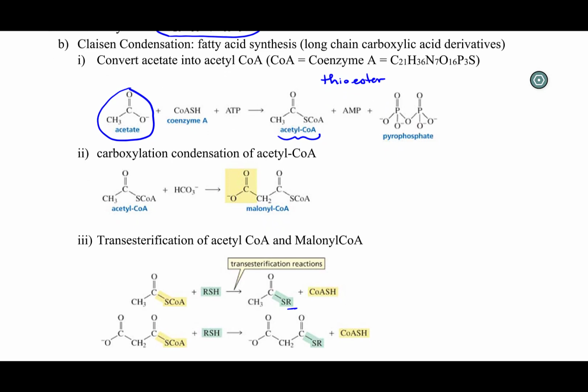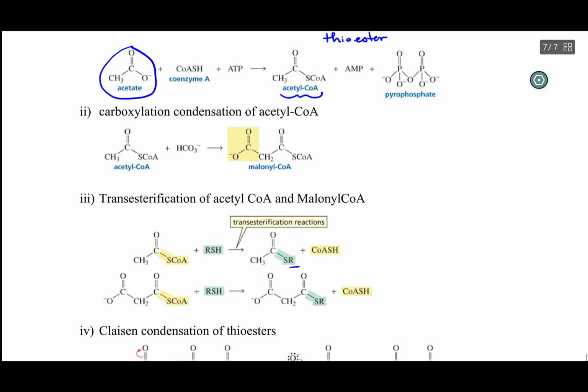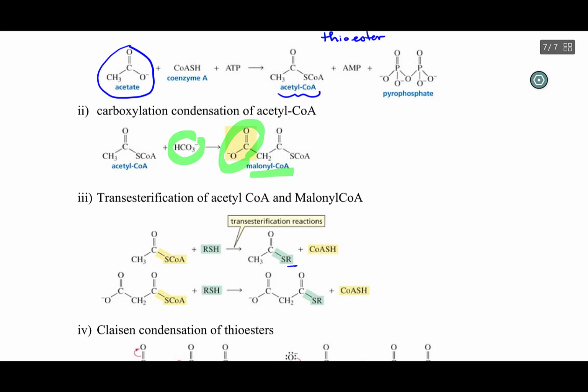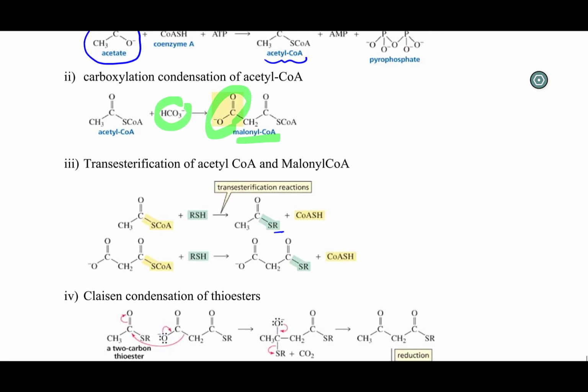That's an ester, and then a thioester, and then we carboxylate that. So this is the opposite of decarboxylation. We can add a CO2. This is the CO2 from carbonate or bicarbonate. And so we get malonyl-CoA from that. And then there's a transesterification process.